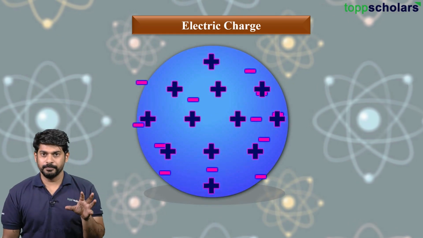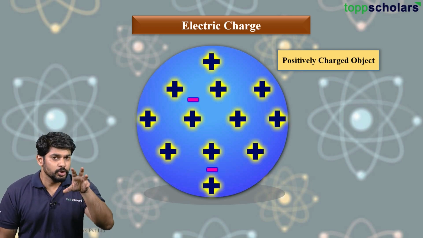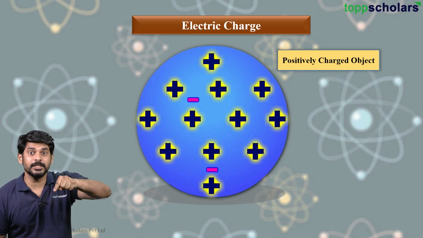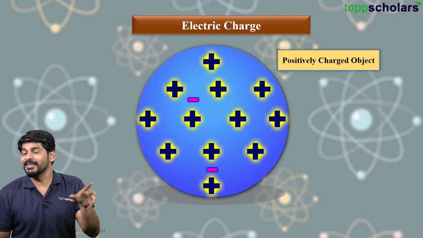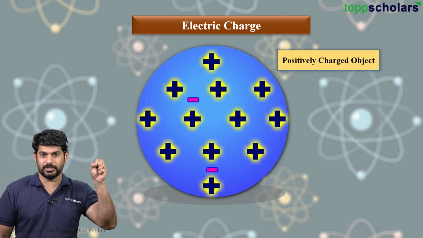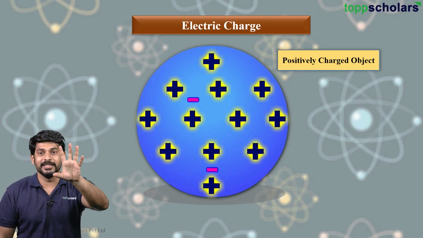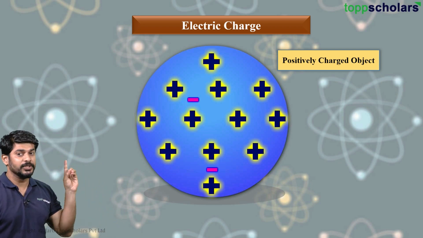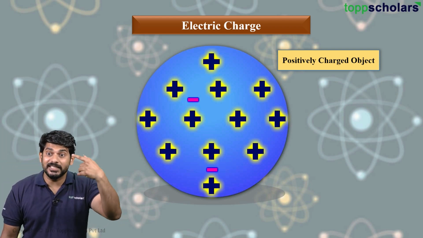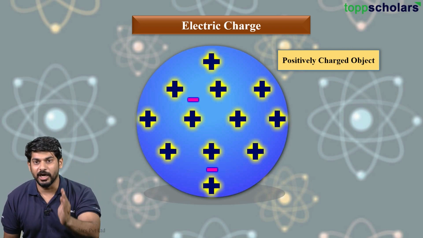So, first of all, let's try to understand what we mean by a positively charged object. Here we can see this object right now has excess positive charge. That means, let's say somehow by some procedure we removed some negative charge from this object. So, what remains over here is positive charge, isn't it? As we can see over here. So, this object, since it has excess positive charge, can be called a positively charged object.